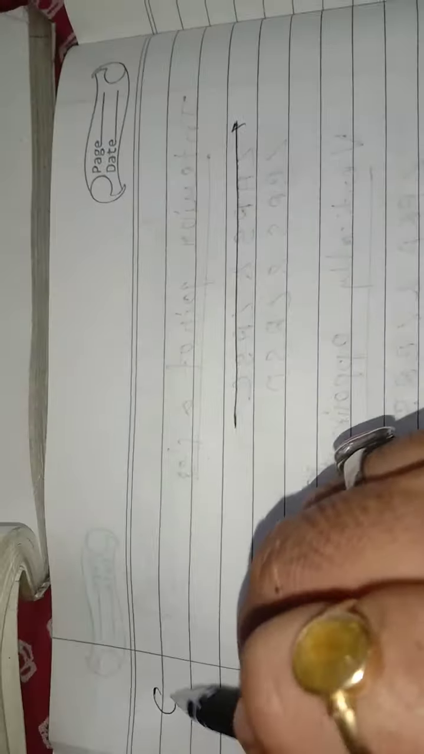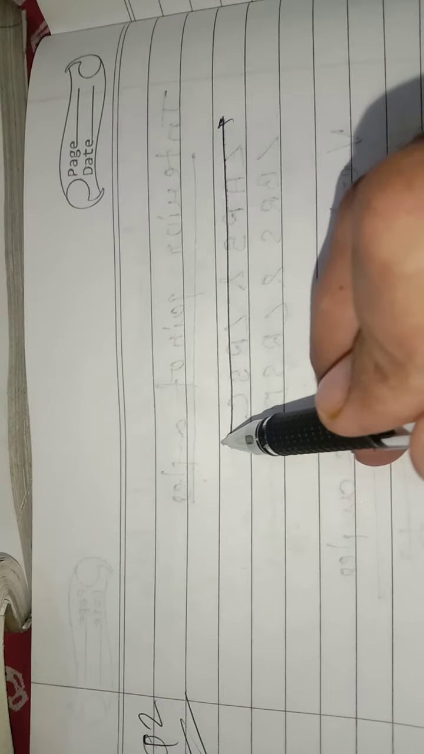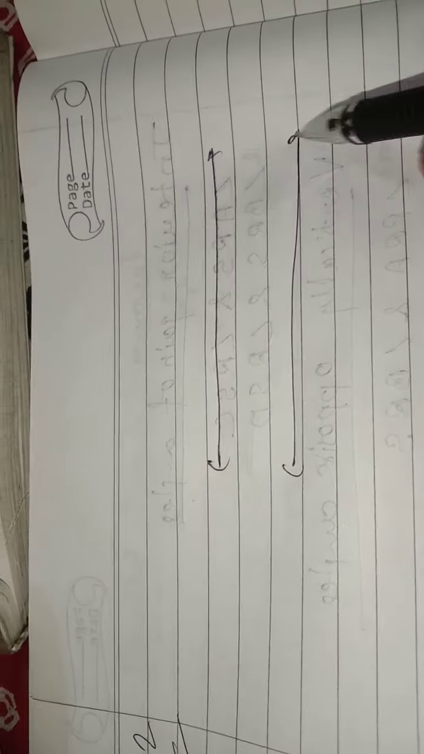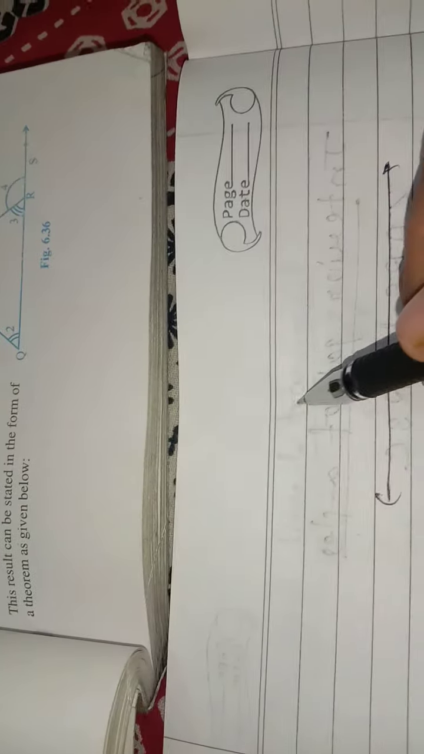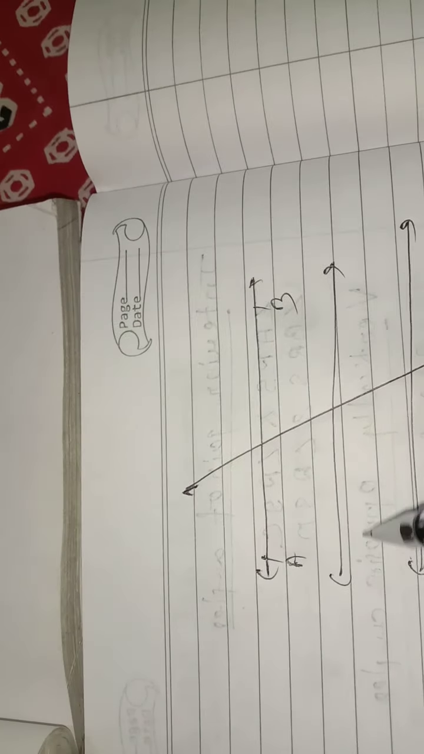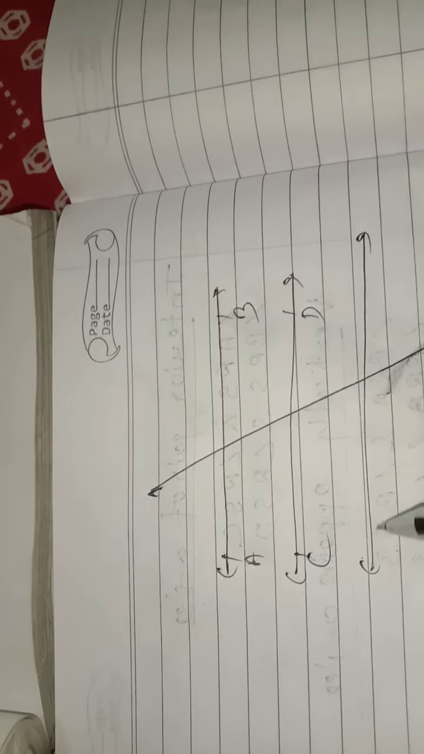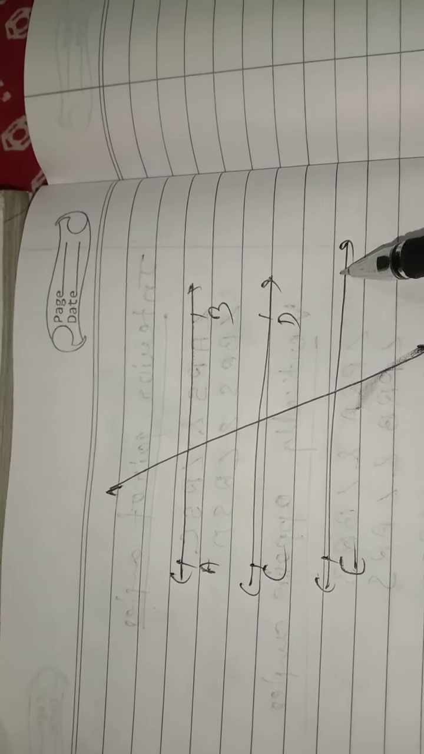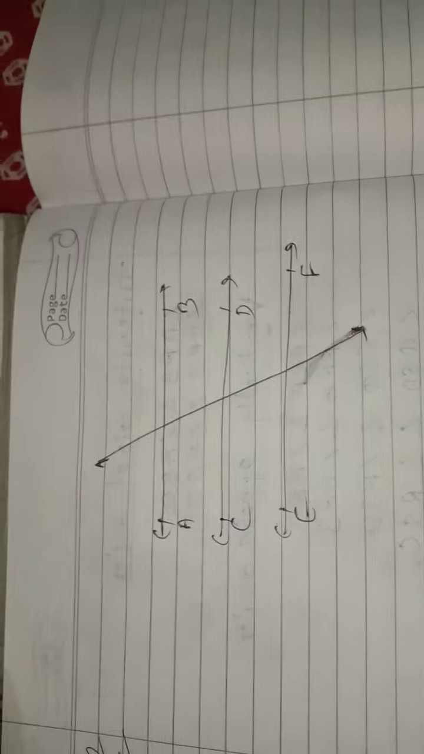So the second question is, once again three parallel lines are given. Question number 2 of the textbook. First, second and third, and it is intersected by a transversal here like this. The naming has been done A, B, C, D, E, F. Okay.